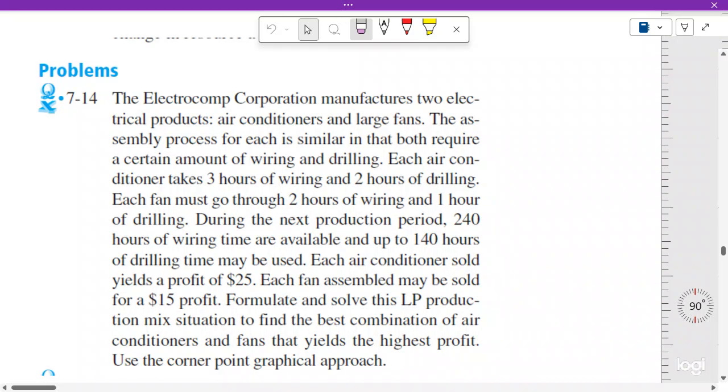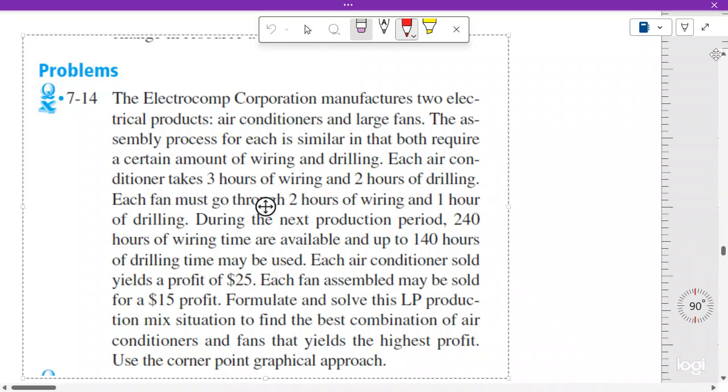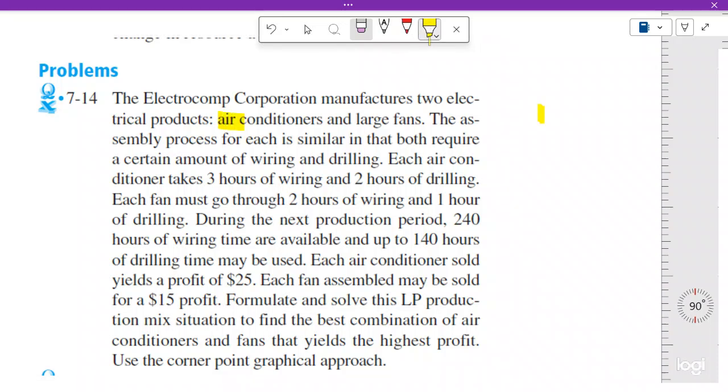So now, problem 7.4. The Electrochem Corporation manufactures 2 electrical products: air conditioners and large fans. Product 1 and product 2.